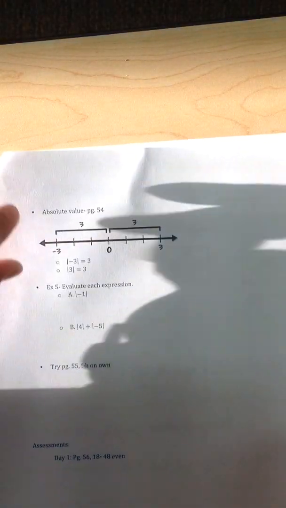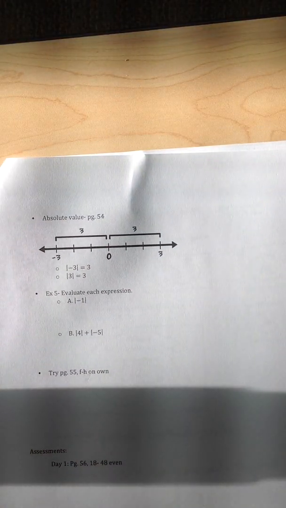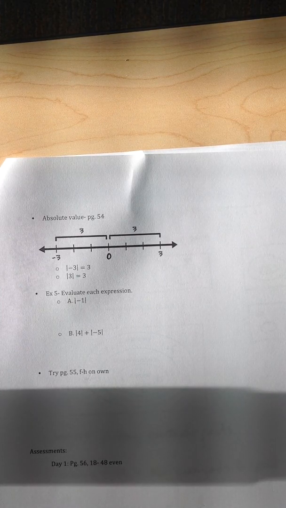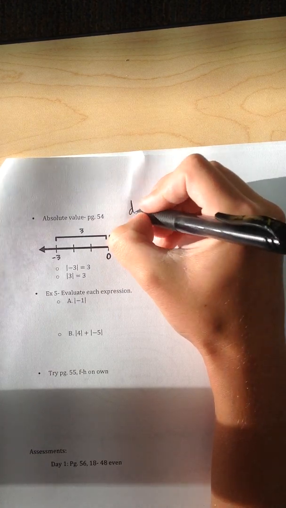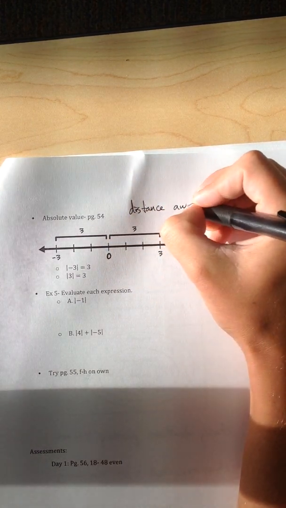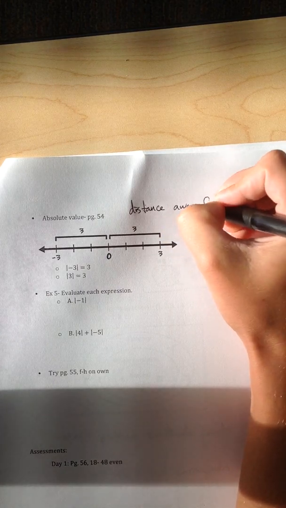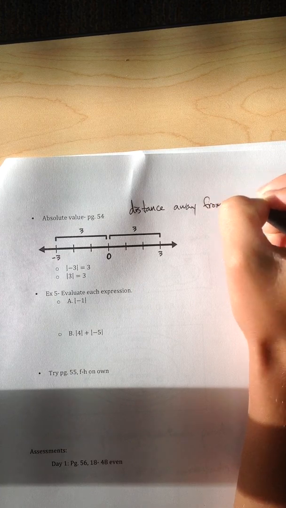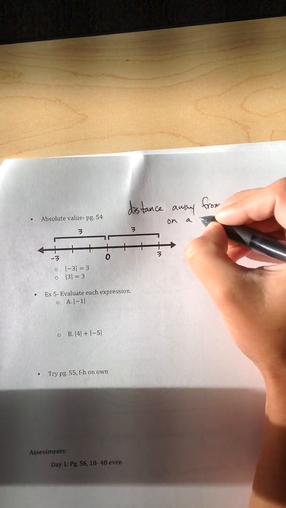Okay, next thing we've got to talk about here is absolute value. What absolute value is, it's your distance away from 0 on a number line. So you could write that down. Distance away from 0 on a number line.